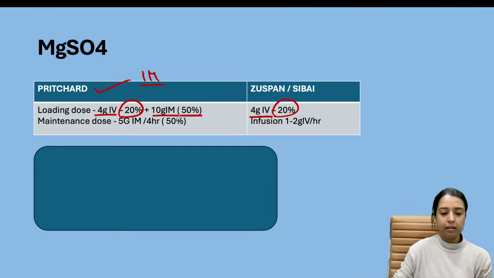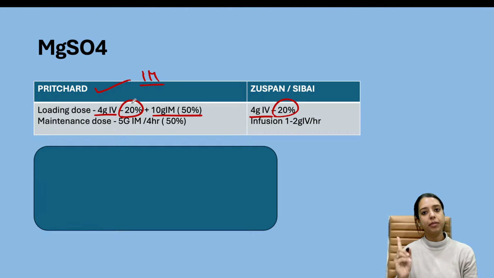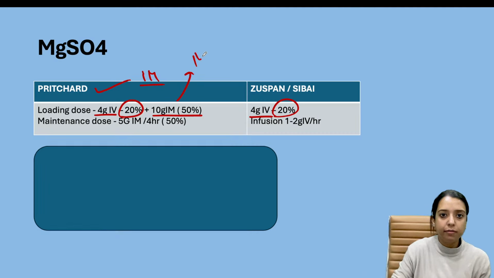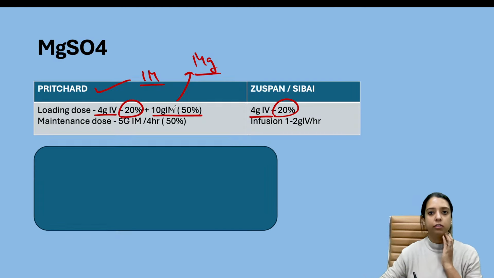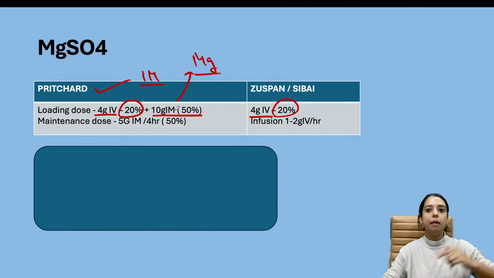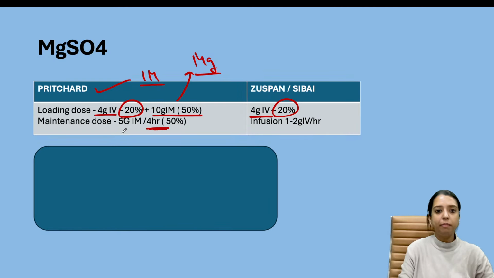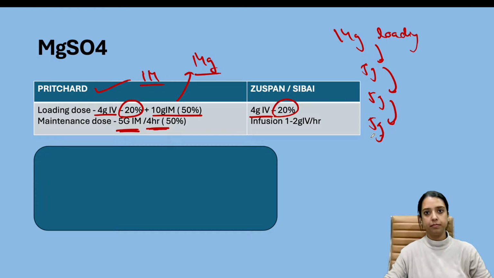है ना? So loading dose is 4 gram IV plus 10 grams IM. तो कितना loading dose दिया हमने? We have given 14 grams. Important is maintain that level, otherwise she will convulse. She's at risk of eclampsia. She's at risk of convulsion. So I'll maintain the dose by giving IM again and again every 4 hours. How much? 5 gram. So first I give 14 gram loading and then every 4 hour I give 5 gram IM. This is the Pritchard regime.